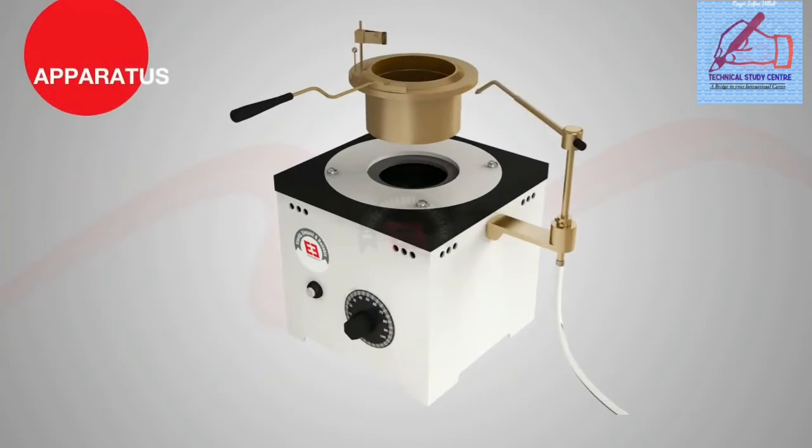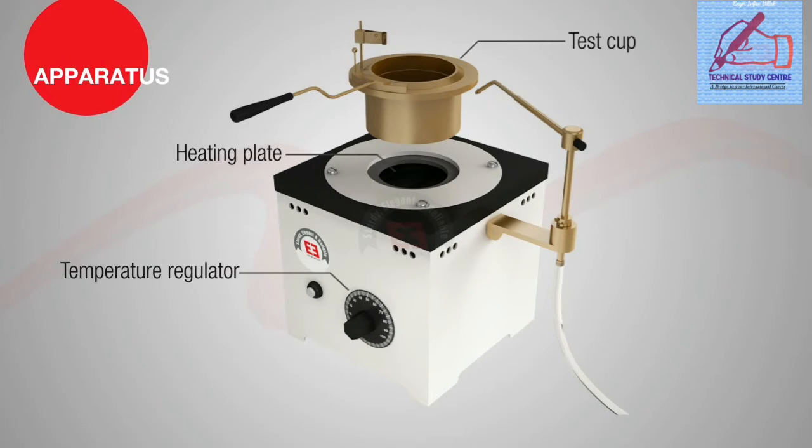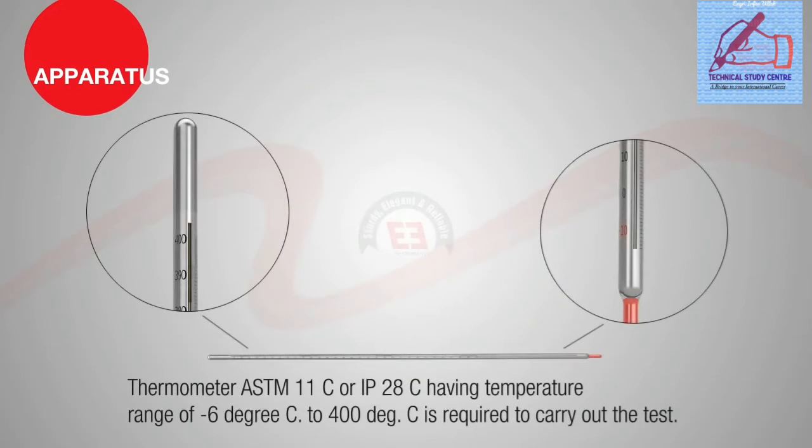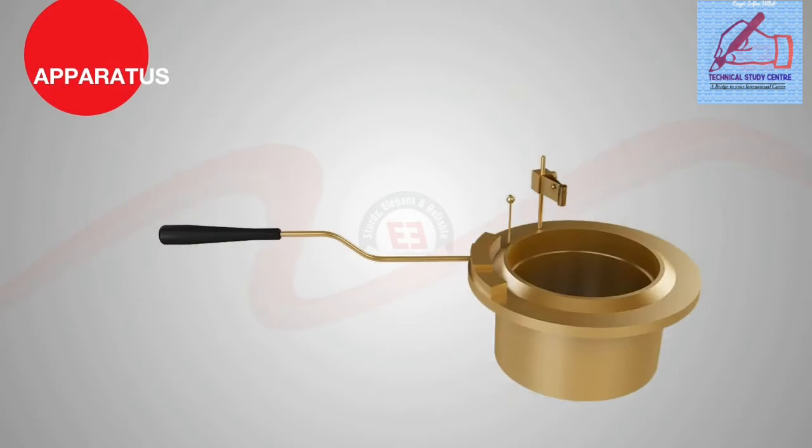Apparatus. The apparatus consists of a test cup, heating plate with temperature regulator and test flame applicator. Thermometer ASTM 11C or IP28C, having temperature range of -6 degrees Celsius to 400 degrees Celsius, is required to carry out the test. The test cup is made of brass with insulating handle.